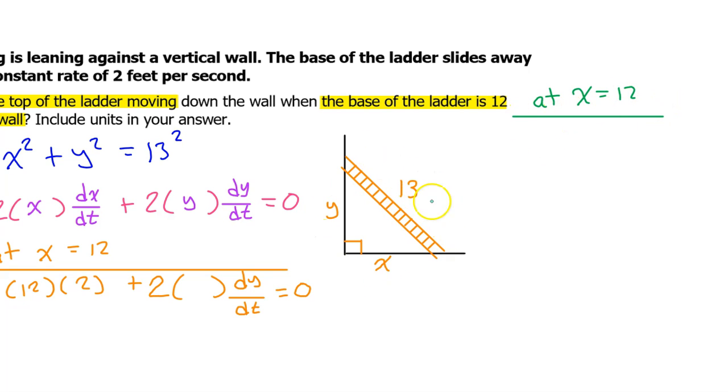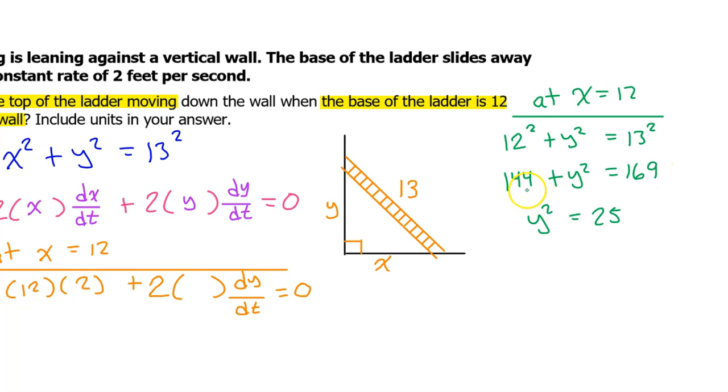We know the Pythagorean theorem applies, and at x equals 12, that becomes 12 squared plus y squared is equal to 13 squared. That's 144 plus y squared is equal to 169. Then subtracting 144 from both sides, we get y squared equals 25. Taking the square root of both sides, y is equal to 5. So at x equals 12, y is equal to 5.